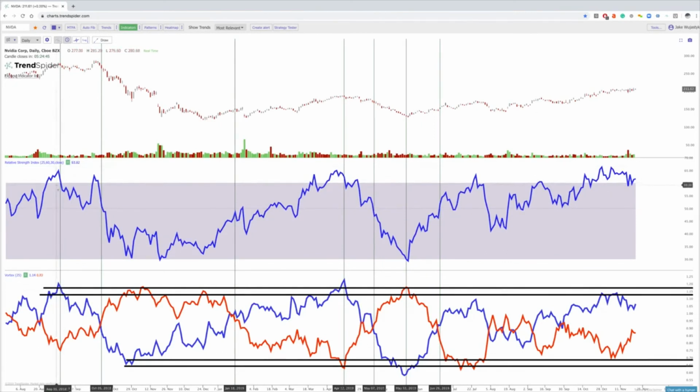Same thing here. The RSI is oversold. The vortex indicator has diverged with the negative above the positive, showing that the downtrend is exhausting. And then you've got your reversal, you've got your RSI breaking out, and then you've got your cross.